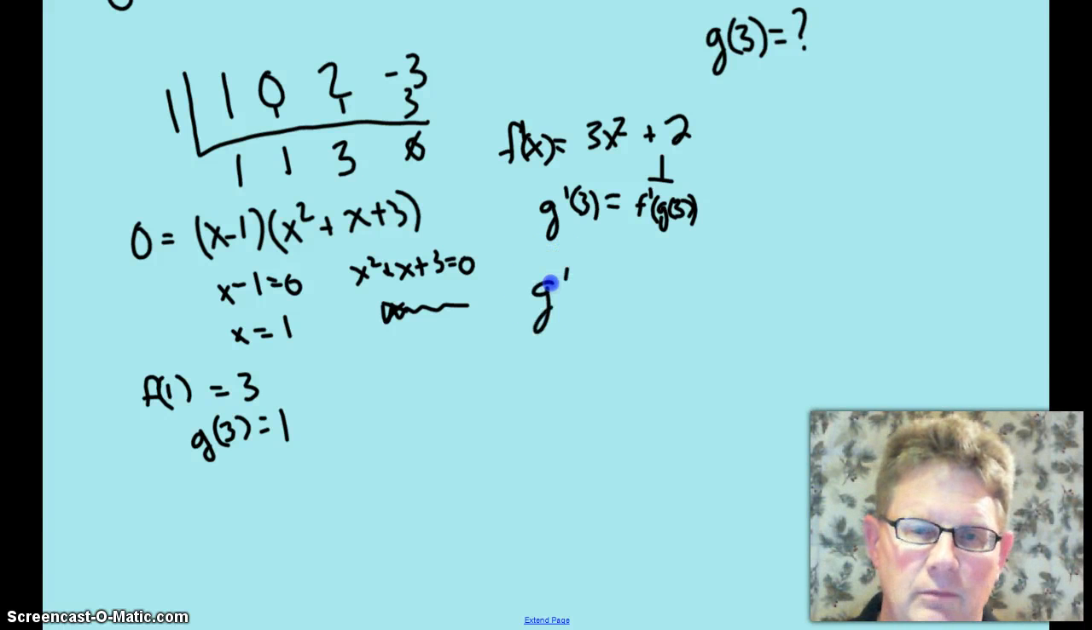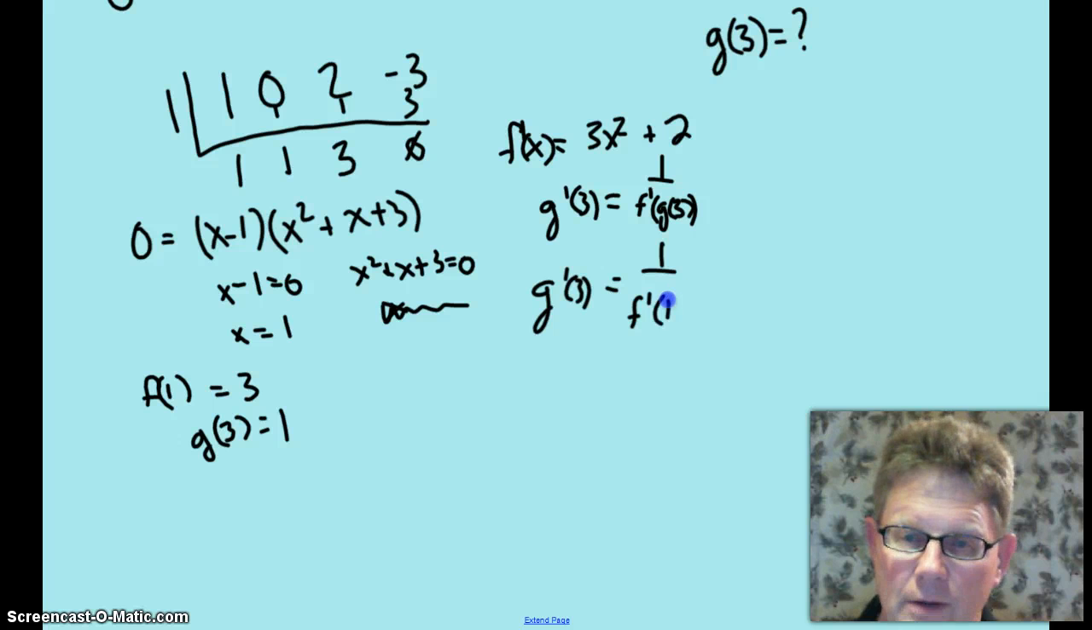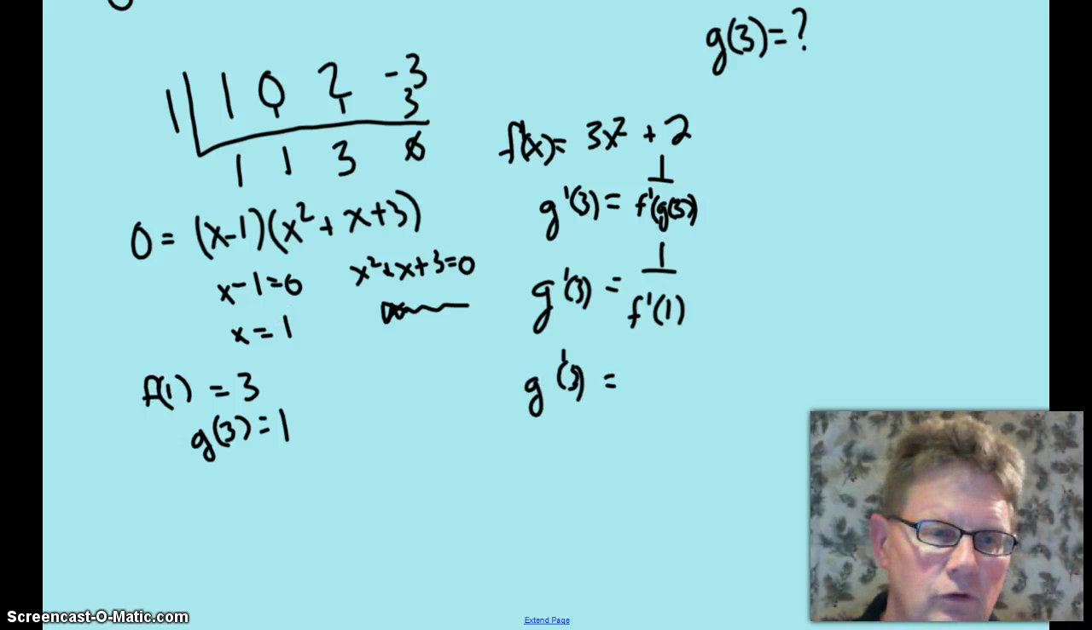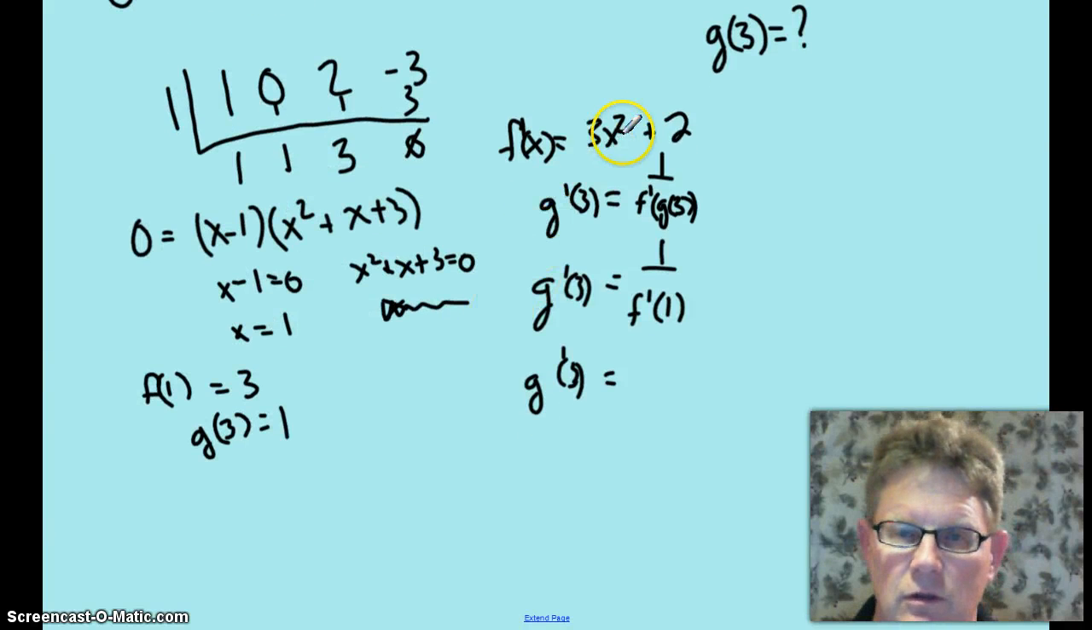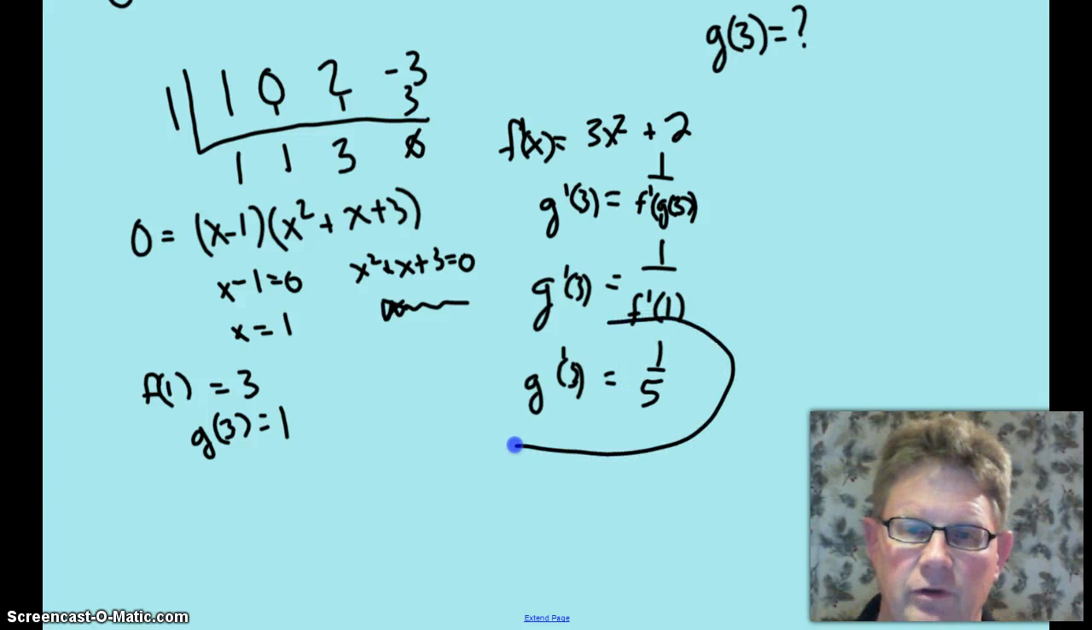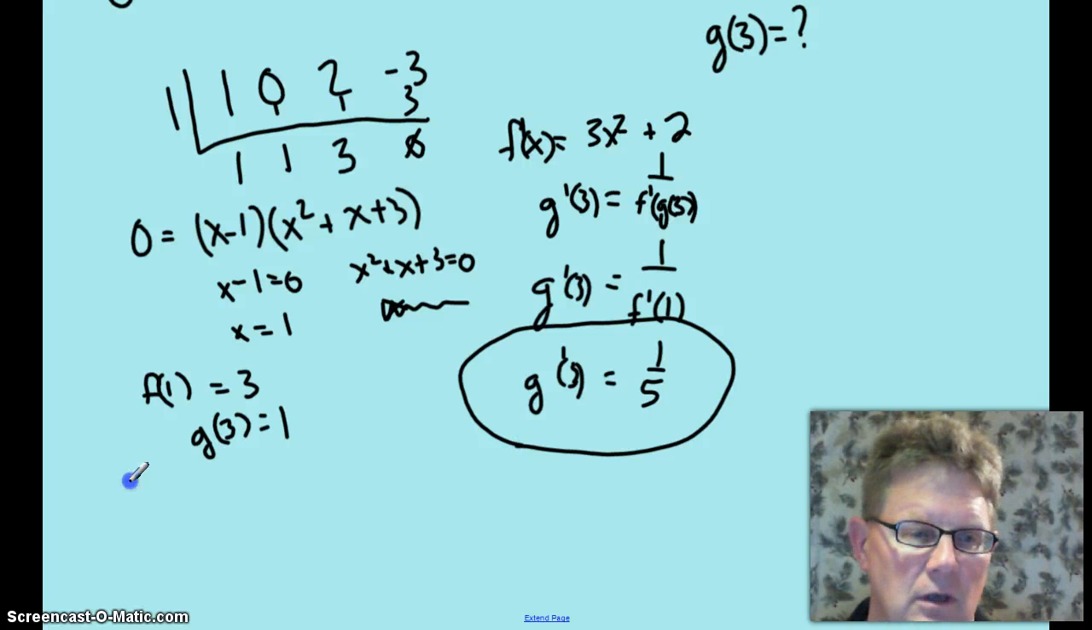So g prime of 3 equals 1 over f prime of 1. G prime of 3 equals, what was f prime again? Oh, I have it right there. 3 times 1 squared plus 2. 1 over 5. And there's the derivative of the inverse function at 3. I think we'll need to try that one more time.